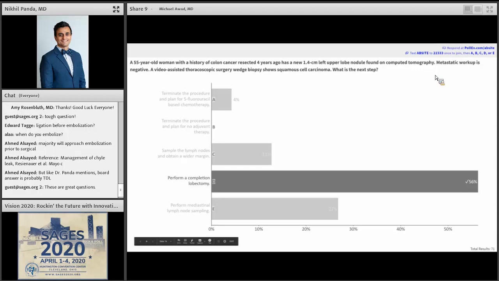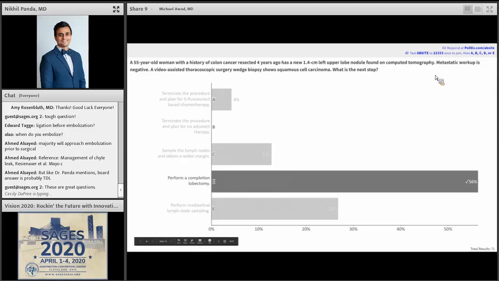And so oftentimes we resect the colon cancer because it's symptomatic. People either have bleeding or obstruction. But here we're thinking, okay, we're going to do a metastectomy. We're going to resect this isolated lung cancer. But what we find is on the wedge resection that it's not a metastatic lesion from the colon adenocarcinoma, but it is a second primary squamous cell carcinoma. Based off of the size and the situation, the most correct answer would be to perform a completion lobectomy.